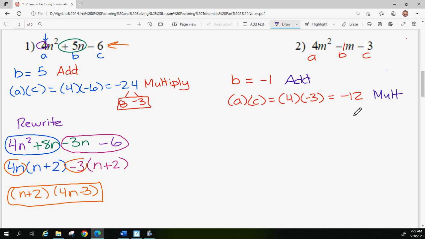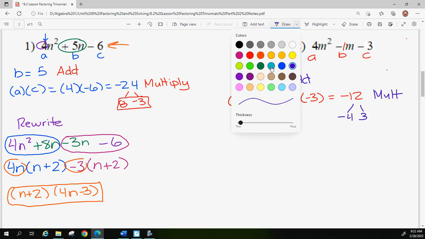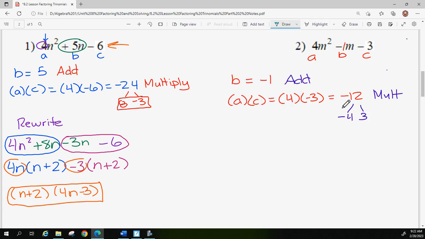And it's not a bad idea to write all this stuff out for every problem you do so you're practicing the same process every time. Two numbers that multiply to be -12 and add to be -1 are -4 and +3. Again, when you're doing these on your own, it might take a few tries before you get the two numbers that multiply to be this A times C and add to be -1.